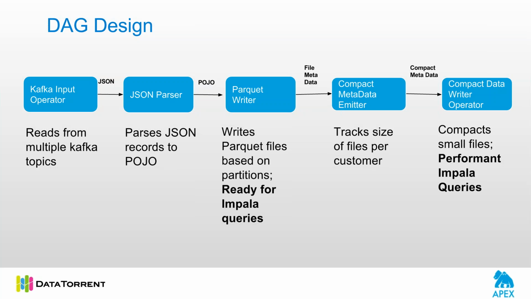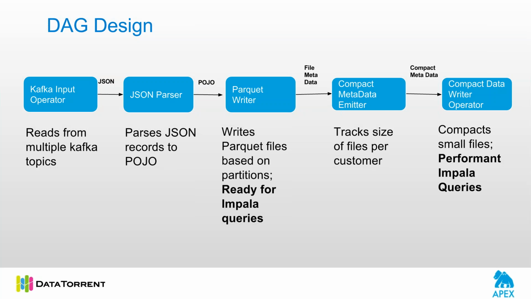and we know that if we have too many small files on HDFS, the name node suffers. Basically, too many small files are not recommended on HDFS. Also, having too many small files affects the query performance of Impala, because it has to scan through more files. So we had to somehow compact these files, and that's the reason we had two other operators which periodically compact these files.